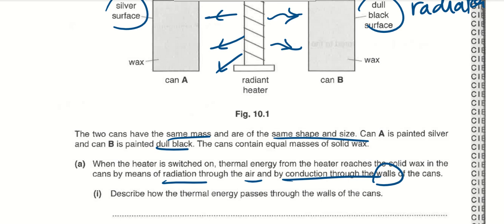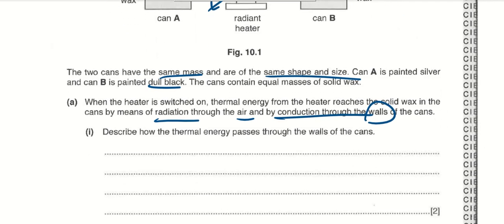Now, what is the can made of? What material? Copper. So will it be a good conductor? Compared to a plastic container, a metal container and a plastic container, will the wax melt faster in copper or in plastic? Copper. So these are the things that you must have. Right? Describe how thermal energy passes through the walls. Through the walls.